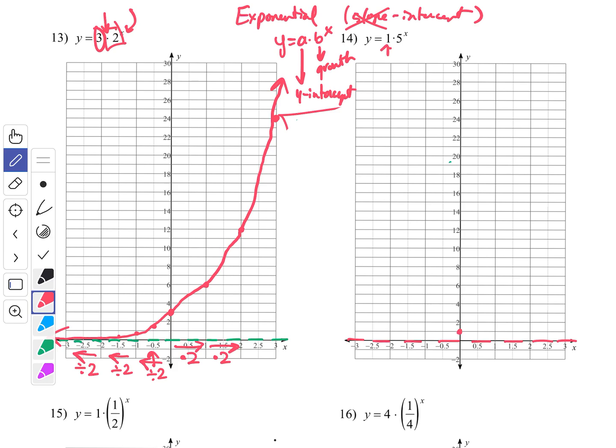Then find our start, which was 1. Then my growth, times them by 5, so I move to the right one. 1 times 5 is 5. Oops, wrong place right there. Move to the right one. 5 times 5 is 25. So 5 times 25 would be 125, way off my graph up there.